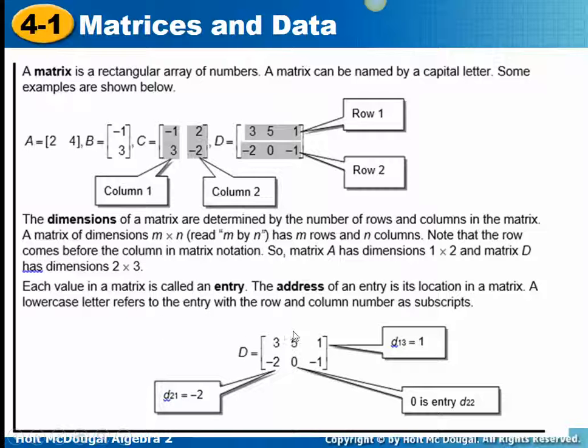Every value in the matrix is called an entry. You can find the address of each entry by using the letter of the matrix and then small subscripted numbers after that, which would be row and then column. So D21 means in the matrix D, second row, first column. So that would be -2.